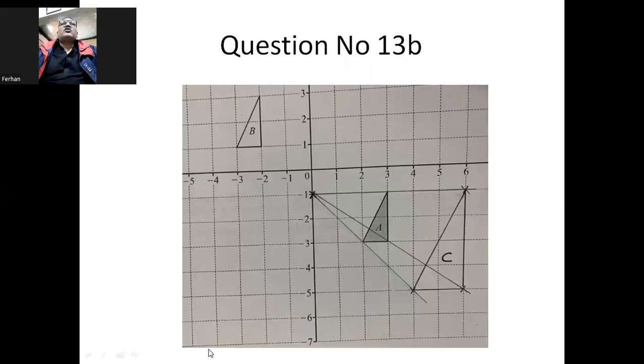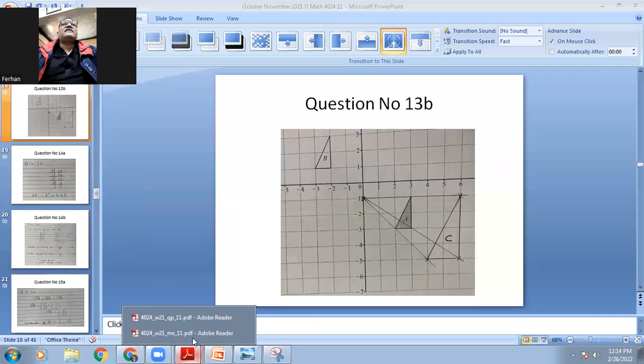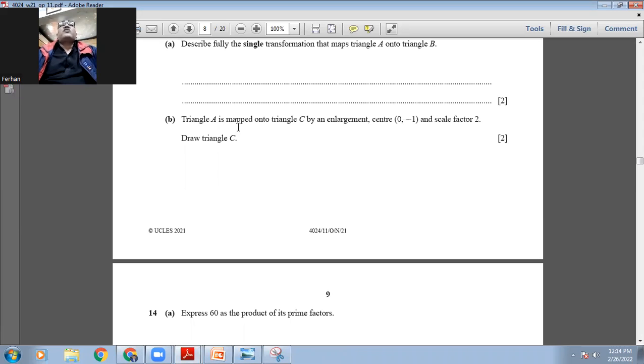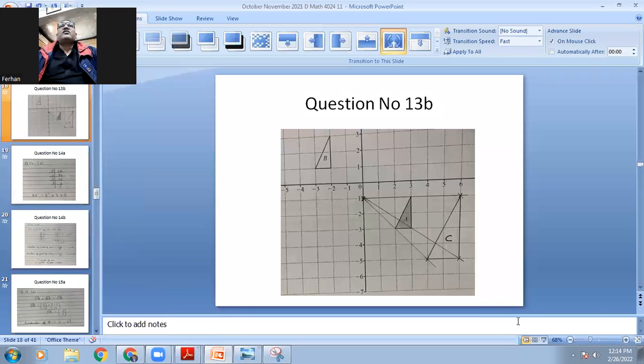Okay. So then in the next part, they say triangle A is mapped onto triangle C by an enlargement, center (0, -1) and scale factor 2. Draw triangle C. Okay, so let me show you.